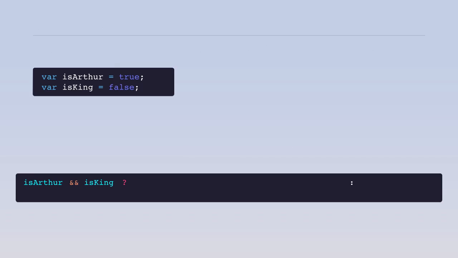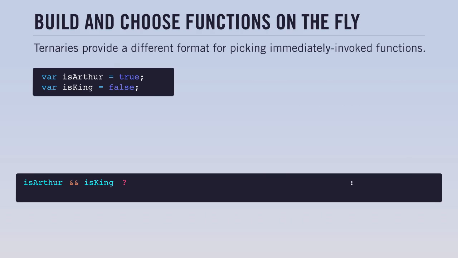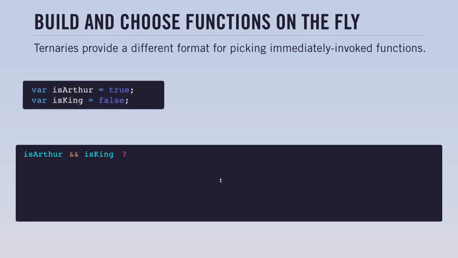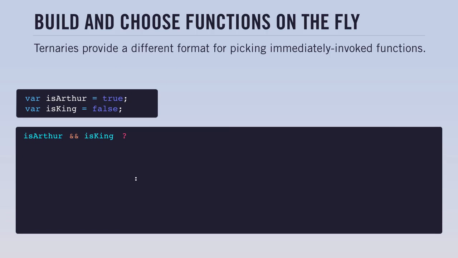Ternaries can offer a concise way of deciding which function to choose on the fly. They provide a slightly different format for picking immediately invoked functions based on some conditions. Let's check that out.